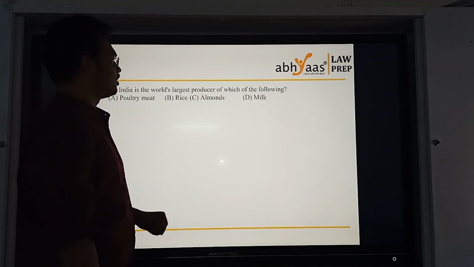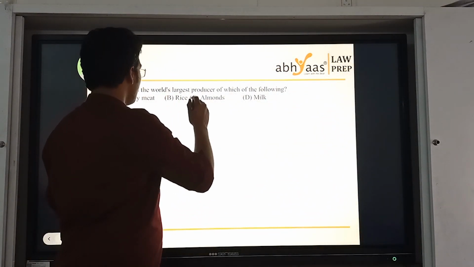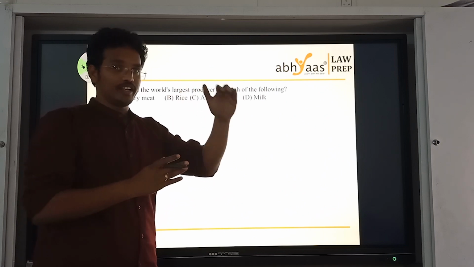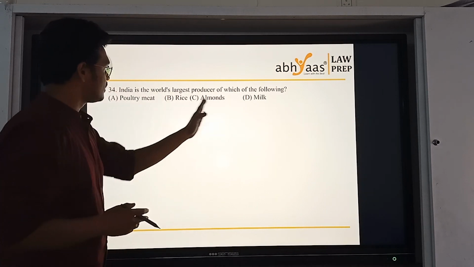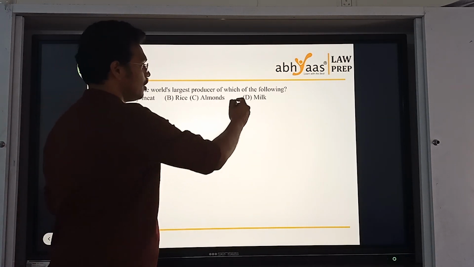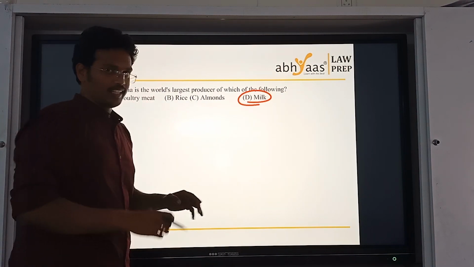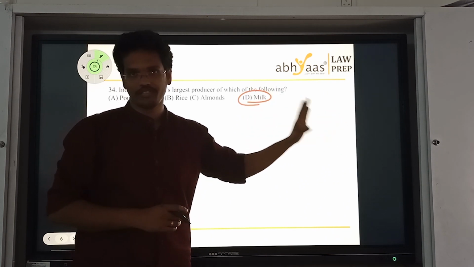Next, India is the world's largest producer of which of the following? As we have seen in the first question, we are the largest producer of sugar, but here there is no such option. Now, milk. We are the largest producer of milk. It is all about facts and information. There is no reasoning for this.